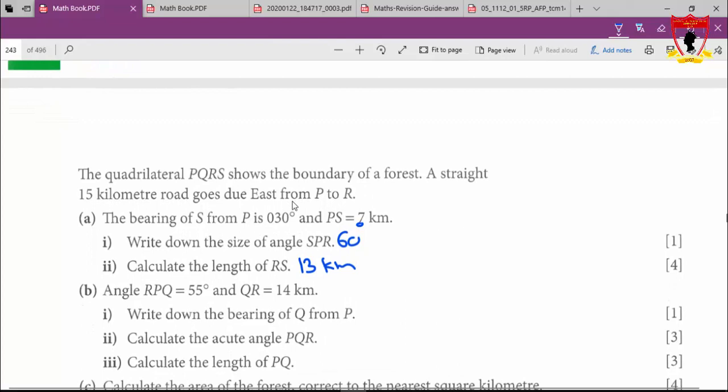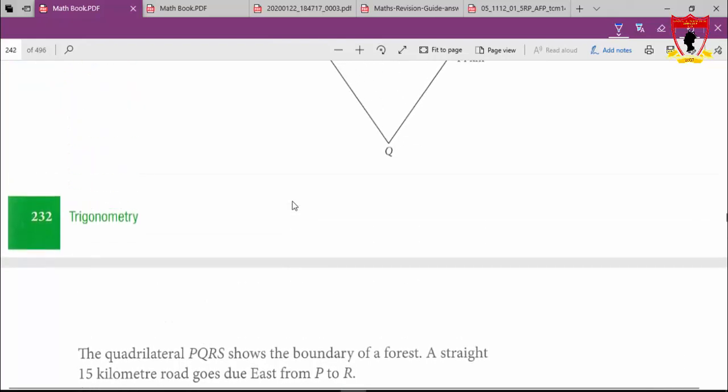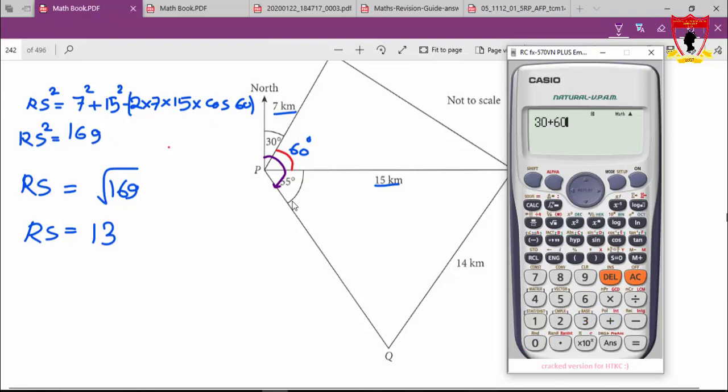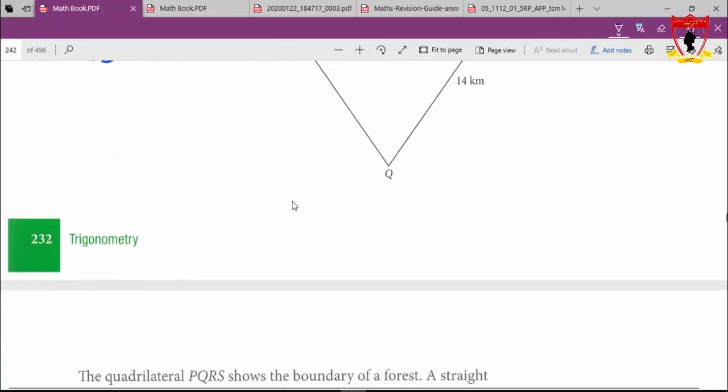Part B. Angle RPQ is 55 degrees. QR is 14 centimeters. Write down the bearing of Q from P. The bearing from P to Q, or the bearing of Q from P, is this angle. This angle is in 3 pieces. If we just add them together, we get the bearing. 30 plus 60 is 90, plus 55, it's 145. So the bearing of Q from P is 145 degrees.